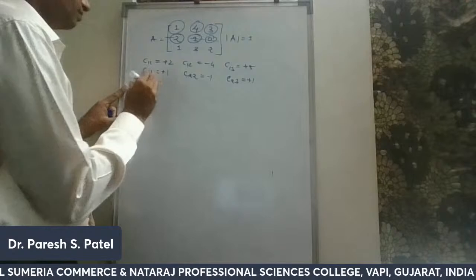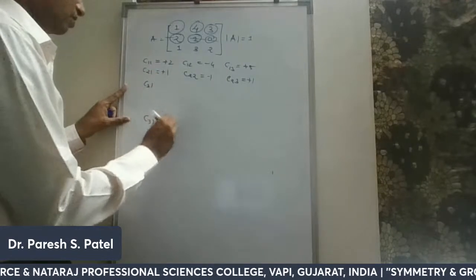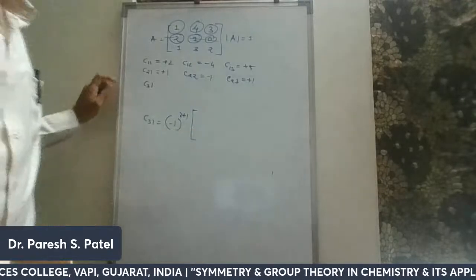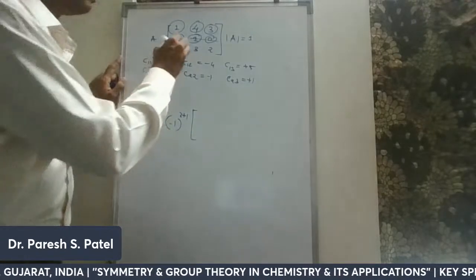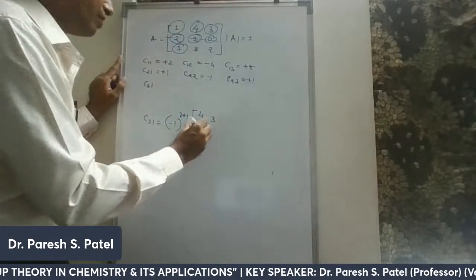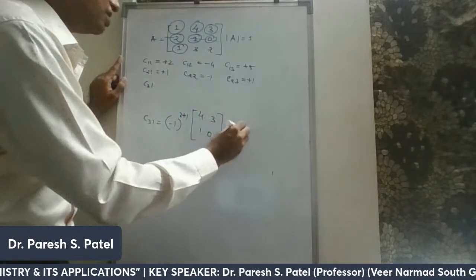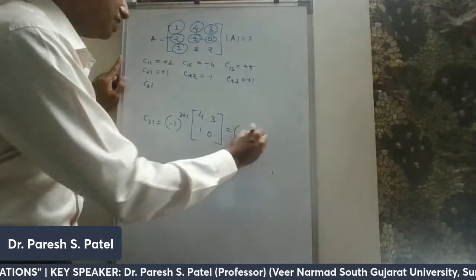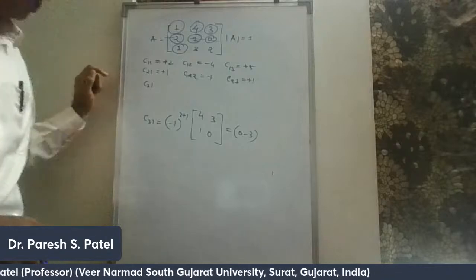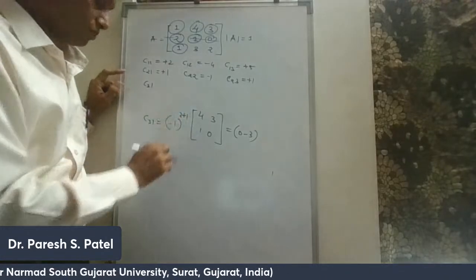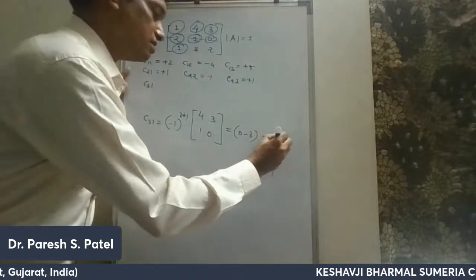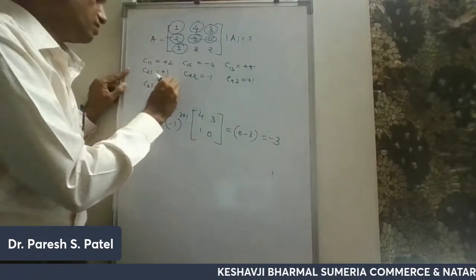C31 is minus 1 raised to 3 plus 1. This is the third row and first column. So the remainings are 4, 3, 1, 0, which is equal to 0 minus 3. So minus 1 raised to 4 is plus 1, and this is minus 3. So the value for C31 is equal to minus 3.